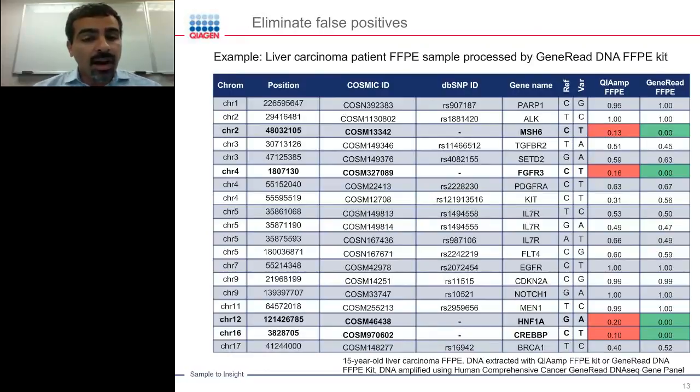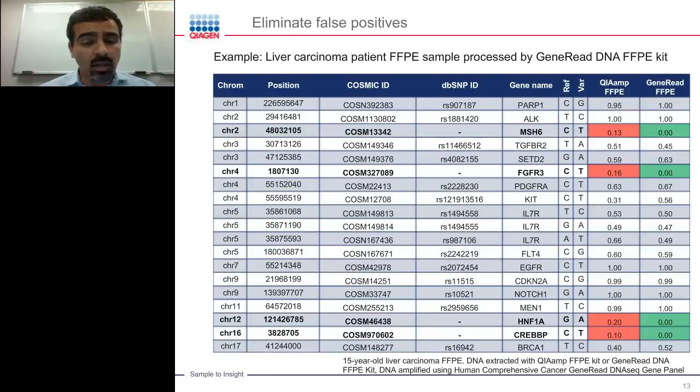Here's an example of how this kit can be used and the value that it carries. What you're looking at here are some variants that have been detected in 15 FFPE samples. Actually, these are not 15 samples. This is one sample, but it's 15 years old. It is a 15-year-old liver carcinoma FFPE sample. The DNA from this sample was isolated by two different methods, either the QIAamp FFPE kit or the GeneRead FFPE kit that enzymatically removes these false positives.